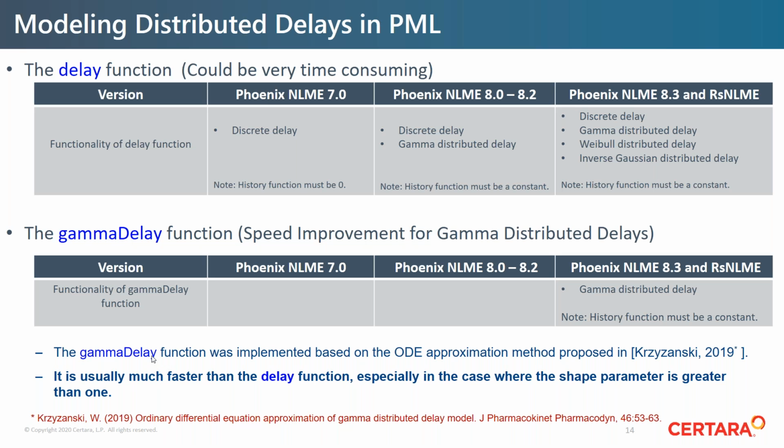So it can become very time consuming, especially in the case where the problem is stiff. The gammaDelay function was implemented based on the ODE method proposed by Professor Krzyzanski in his 2019 paper. This function is usually much faster than the delay function, especially in the case where the shape parameter is greater than 1. I also want to point out that these two functions can be used in our new product, RS NLME.